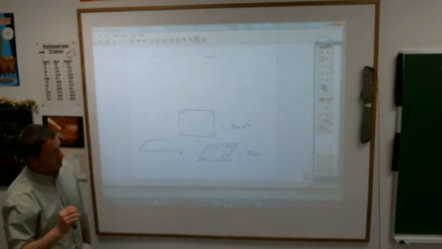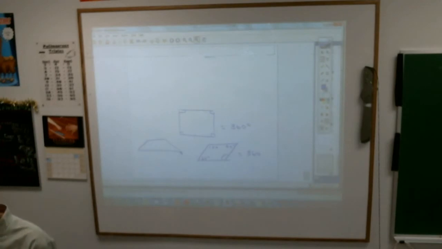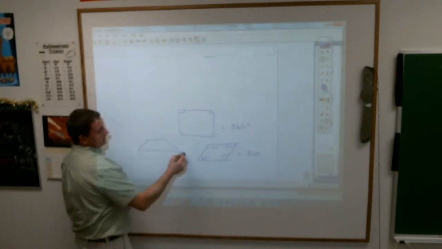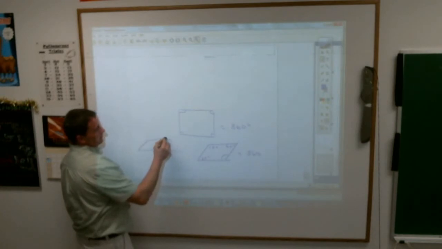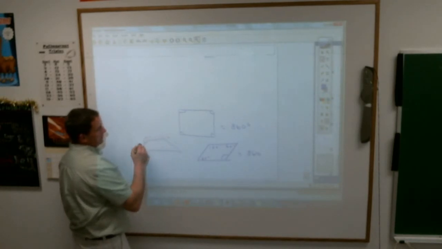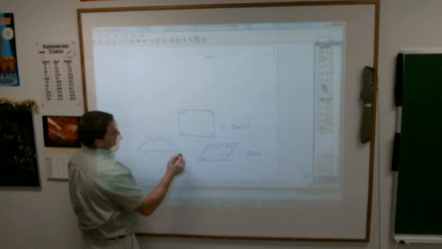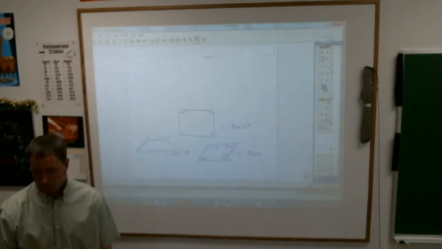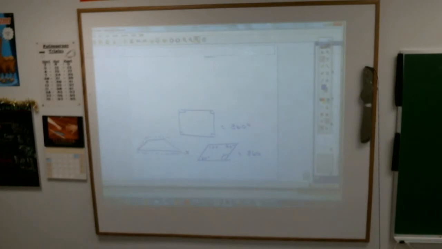Did we just talk about turns? Did we talk about turns? Yes. Same reason as this. If you were walking and you turned here, and you turned here, and you turned here, you end up facing back the same way. That would be 360 degrees.